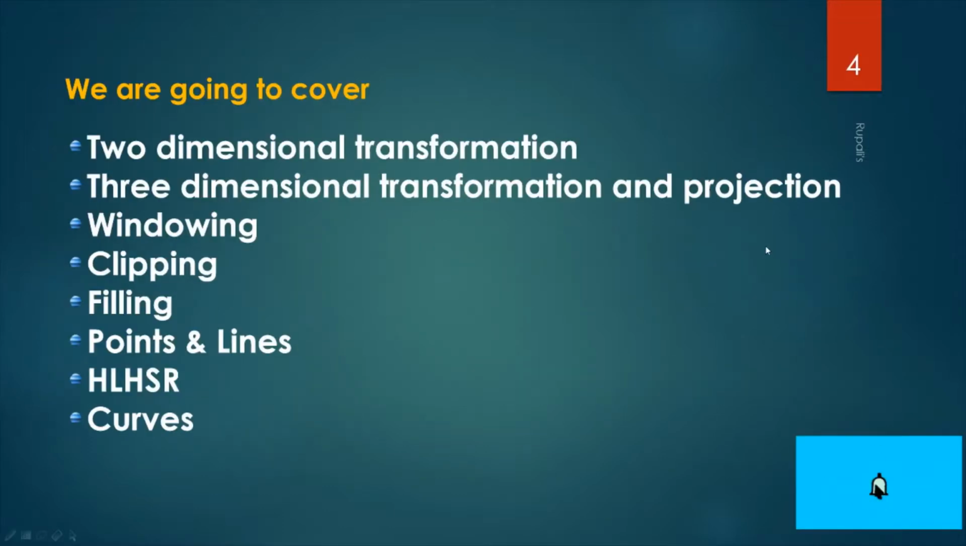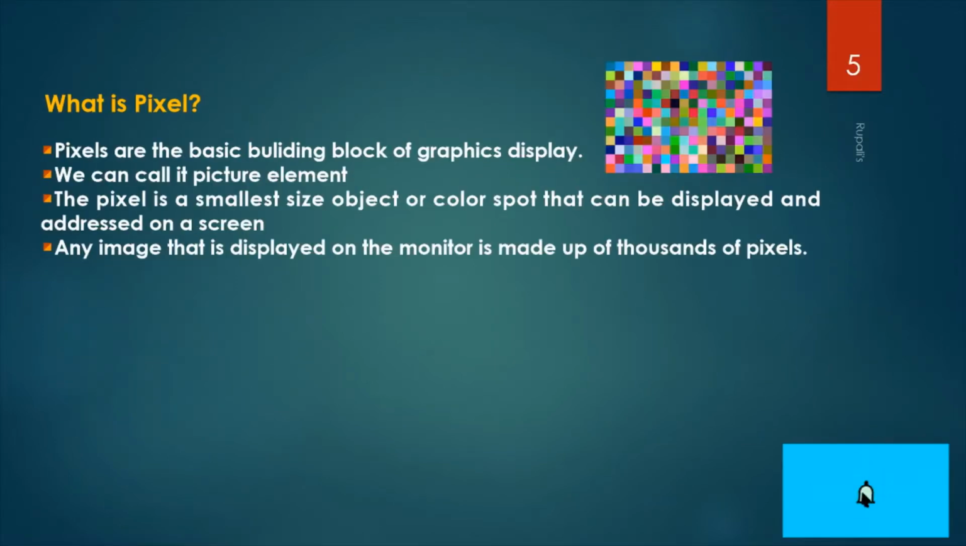So in this course, we are going to cover two-dimensional transformation, three-dimensional transformation and projection, then windowing, clipping, filling, points and lines, and different algorithms like Bresenham line drawing algorithm, Bresenham circle drawing algorithm, midpoint circle drawing algorithm, etc. Then hidden line, hidden surface removal, and finally curves. Before going to the subject, we have to learn some basic definitions.